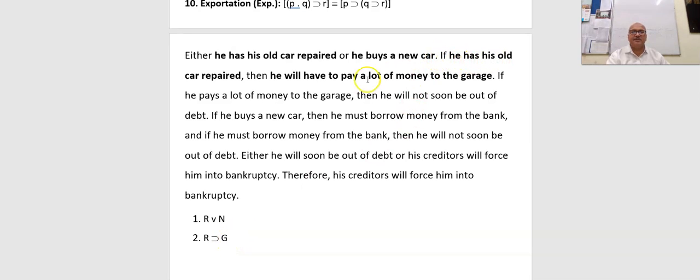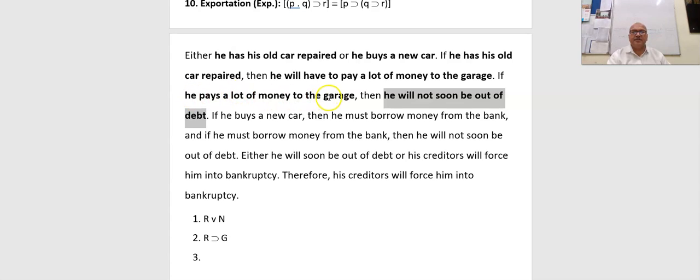If he has his old car repaired, then he will have to pay a lot of money to the garage. This is the symbolization of the second statement. Now let us see the third statement. What is the third statement? If he pays a lot of money to the garage, this is the first part of the conditional, that is the antecedent here. Then he will not soon be out of debt. This is the consequent, right?